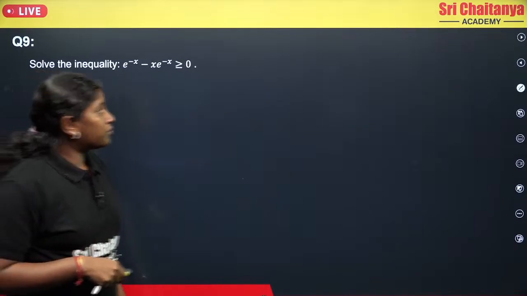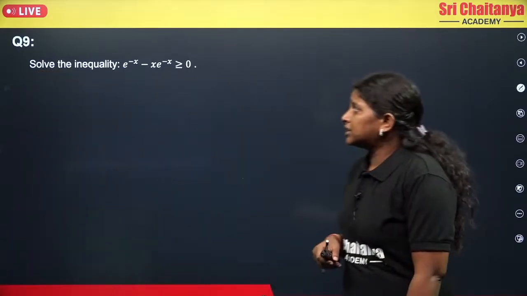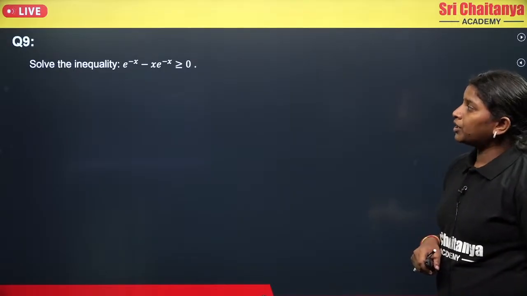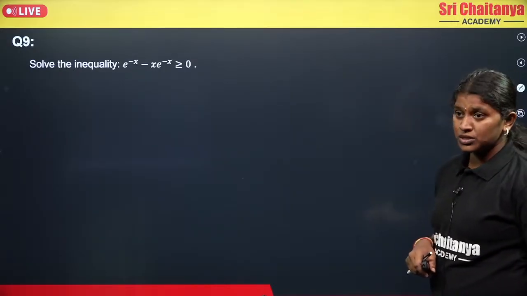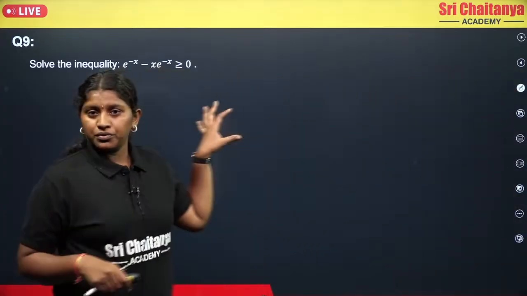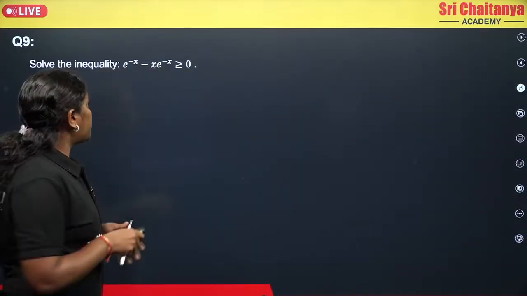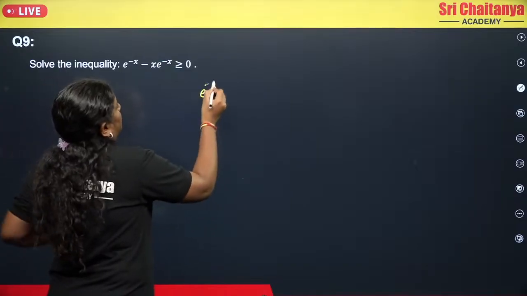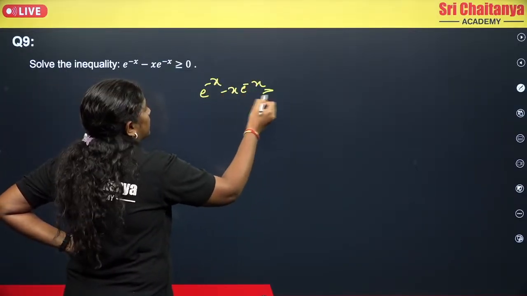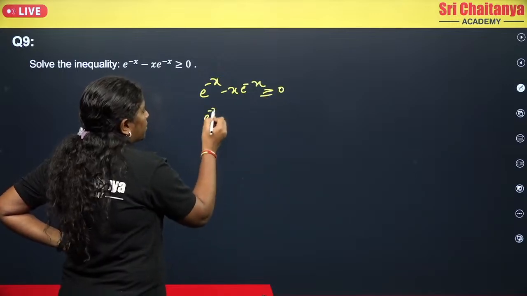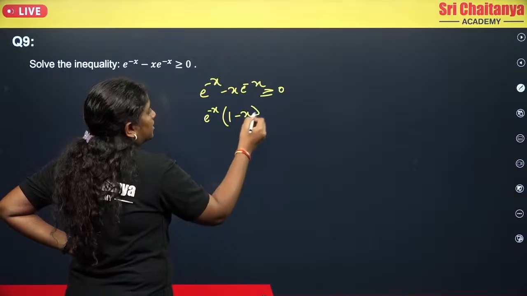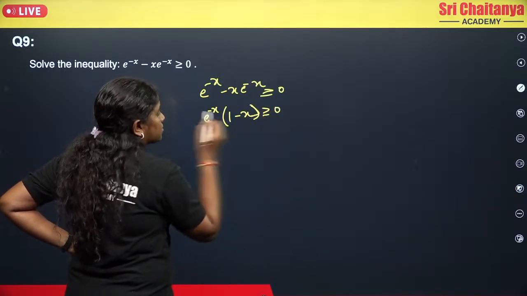Okay, now moving to the next. Solve the inequality e to the power minus x into e to the power minus x greater than or equals to 0. First of all, we can take our e to the power minus x common. Minus x into e to the power minus x greater than or equals to 0. Now take your e to the power minus x common. So e to the power minus x, 1 minus x greater than or equals to 0.